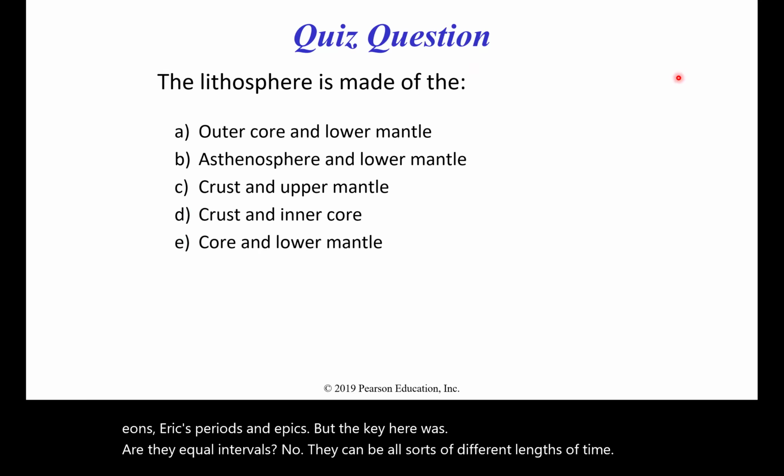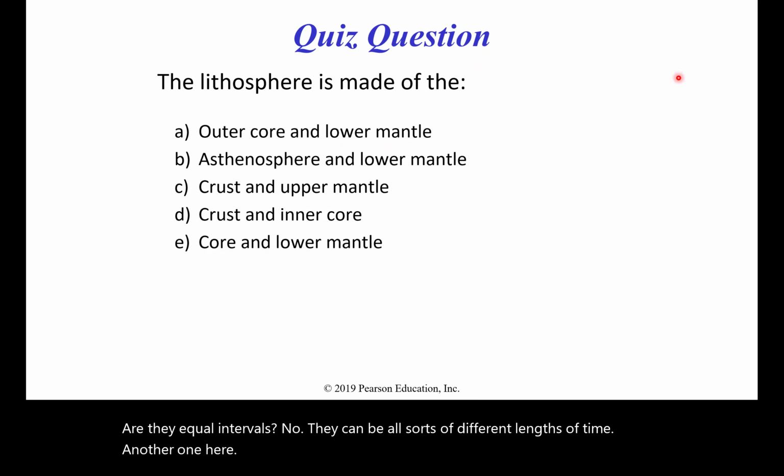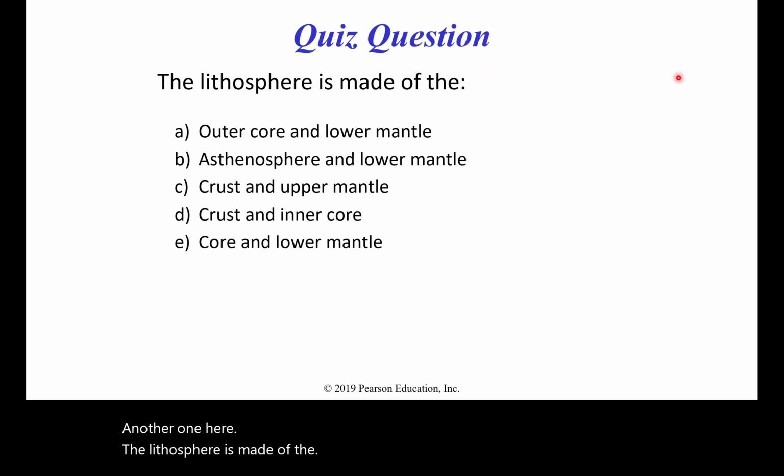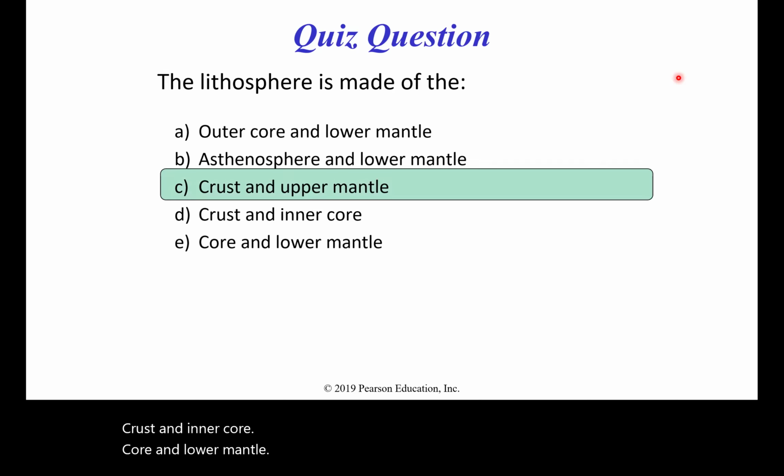Another one here. The lithosphere is made of the outer core and lower mantle, asthenosphere and lower mantle, crust and upper mantle, crust and inner core, core and lower mantle. We have C, crust and upper mantle.